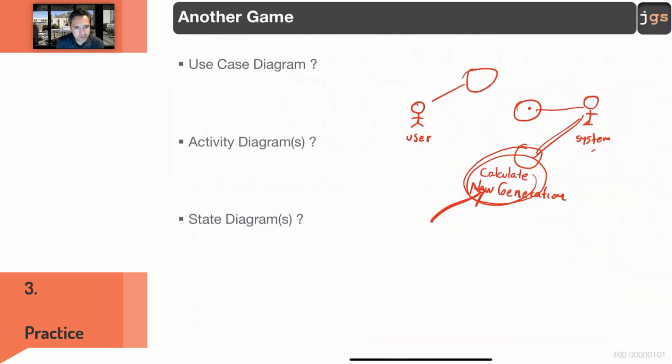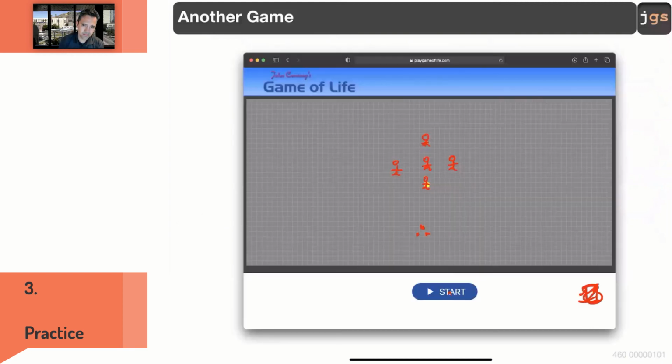Calculate the next generation. What do you think the use case diagram of this game simulator is going to be, bigger or smaller compared with the Pac-Man? The Pac-Man has more requirements or this one has more requirements? Okay, fewer requirements than the Pac-Man. Just look at the graphical user interface. I mean, just starting here and the possibilities of the things that I can do. Click, click, click, start.